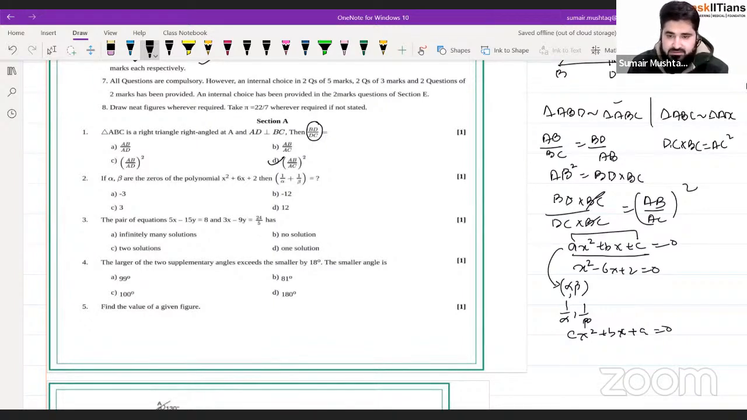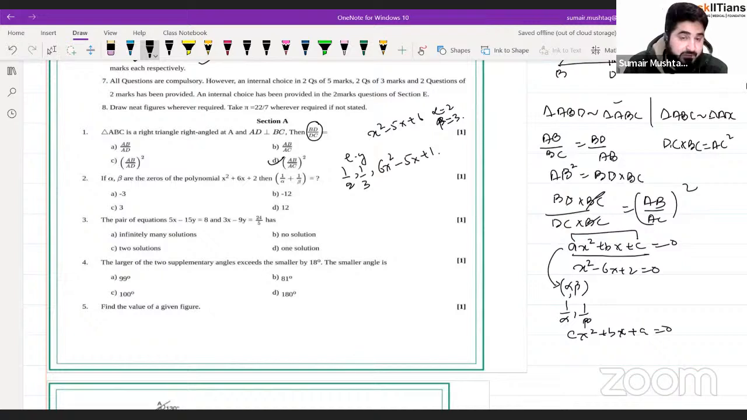For example, let us suppose the equation is x square minus 5x plus 6, whose roots are alpha is 2, beta is 3. What will be the equation whose roots are 1 by 2 and 1 by 3? That means it's reciprocal. Replace a and c, so that is 6x square minus 5x plus 1. That's it. Got it?